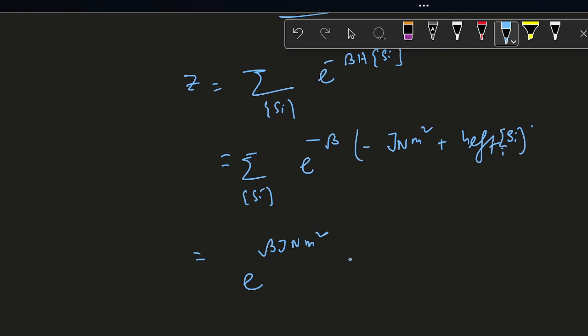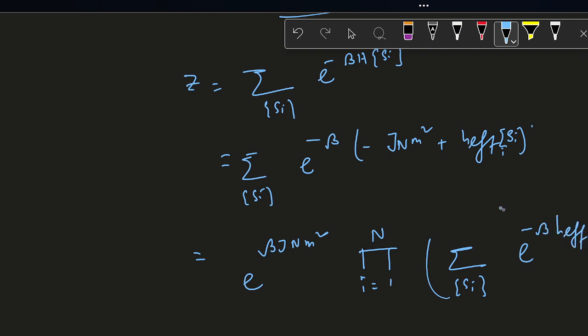So this comes out of the summation, and for this whole summation term in the power of the exponential, we know that we can take it out as a product, because in a previous problem I showed you that an exponential of a summation can be taken out as a product. So that we do here, i from 1 to n as a product. Then inside you take the summation over all configurations, and then e to the power of minus beta H effective si. That is the second term here.